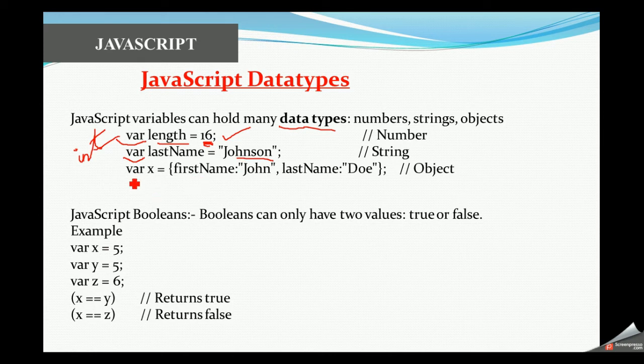There is also a data type that is object. Suppose I want to group many things into one, then we will be using object. We will be discussing objects in detail in the upcoming slides. Next is JavaScript boolean. As you all know, boolean contains only two values, true and false. So boolean is also used in Java.